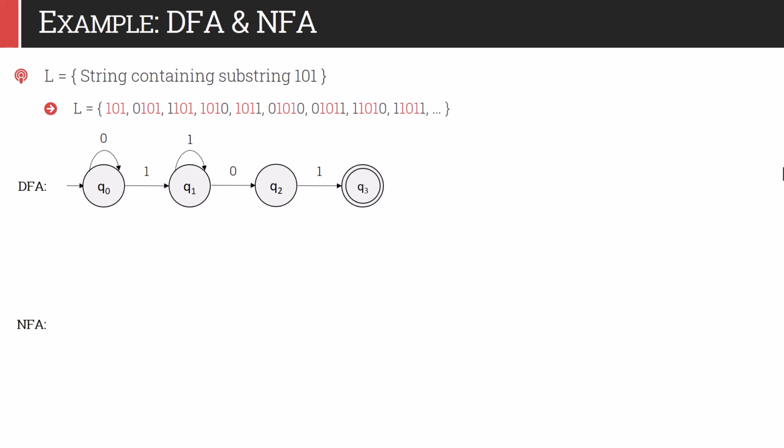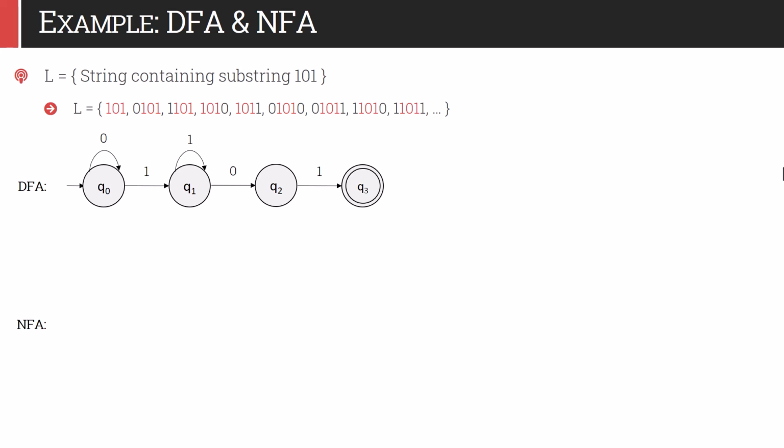So 101 will definitely be in the string. From Q2, can we have an arc of 0 as a self loop? Obviously not, because otherwise we can read 1, 0, then 0, 0, 0, 0, 0, 0, 1. We will be in the final state, and that string does not contain 101 as a substring. So that is not possible. The arc of 0 from Q2 to Q3 is also not possible. Otherwise, it will read 1, 0, 0.